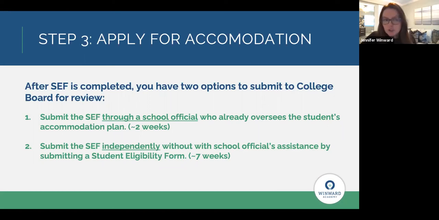So number one, you can submit the form through your school, right? Through the person with whom you work to oversee any accommodation plan. That tends to be a lot faster. So students who hear back sooner tend to be the ones who work through the school to submit the documentation. But you also don't have to work with your school. You don't need their assistance. You don't need their involvement. You can just submit the form independently. Just keep in mind that it takes a little bit longer for them to review and to give you a decision.